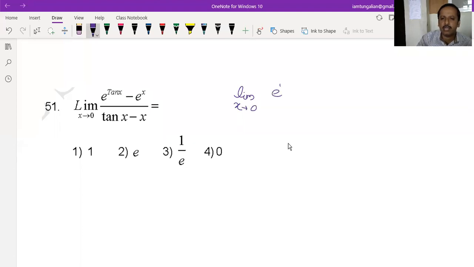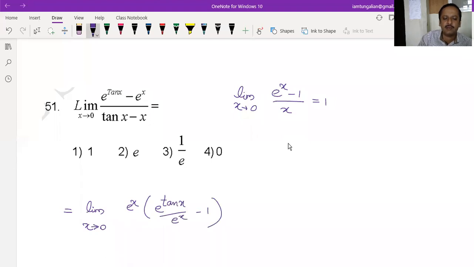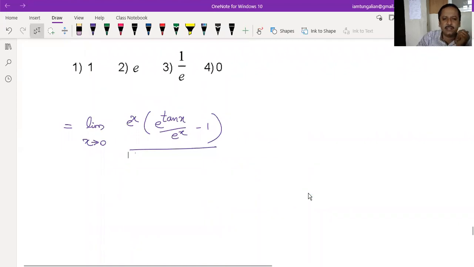So I would like to use this formula. Limit as x tends to 0 of (e power x minus 1) by x is equal to 1. This formula you know. Now I will take e power x as common from the numerator. Then e power tan x by e power x minus 1 will remain. In the denominator, I will retain this as it is, tan x minus x.